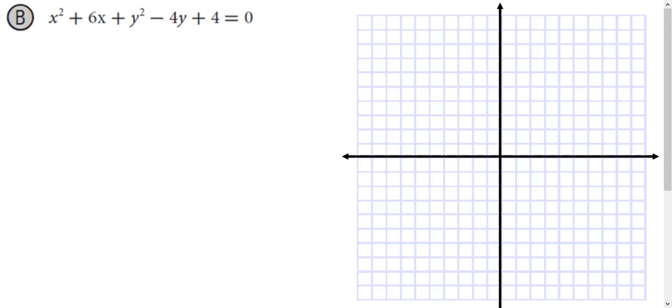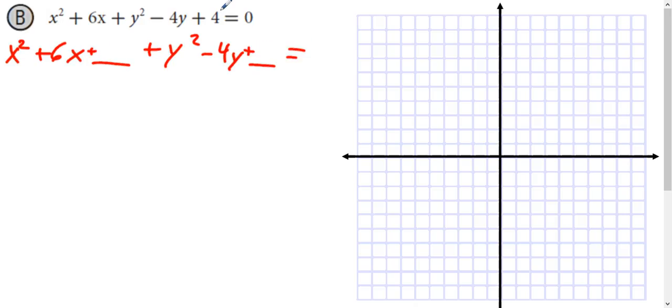Here's another one. We want all the x's with our blank, so x squared plus 6x and our blank, and then y squared minus 4y and our plus blank. And then this 4, we don't want it on the same side with the x and the y, we want it on the other side. So we're going to move it over, which means we subtract it to the other side. We have a negative 4 over there.